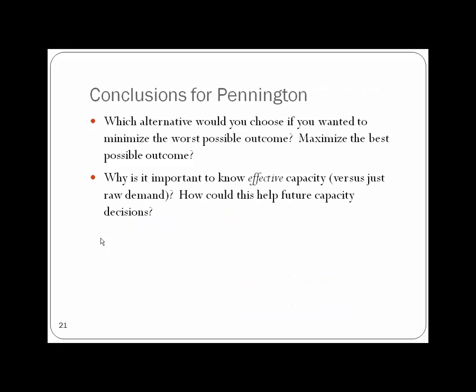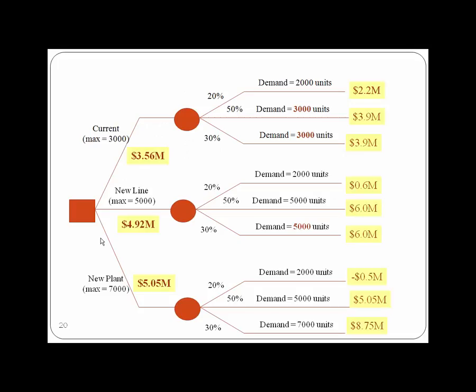So the conclusions for Pennington. Which alternative would you choose if you wanted to minimize the worst possible outcome or maximize the best possible outcome? Well, let's go back here. Obviously, the best possible outcome is the $8.75 million, which can occur if we get the new plant and the demand turns out to be high. But there'd be only a 30% chance of that happening.